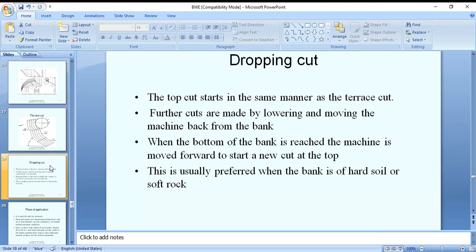Drop cut. The top cut starts in the same manner as the terrace cut. Further cuts are made by lowering the boom and moving the machine back. So this is a dropping system. When the bottom bank is reached, the machine is moved forward to start a new cut at the top. This is usually preferred when the bank is hard or soft soil. So you can go either with the terrace cut or the drop cut. These are the two methodologies applied with the bucket wheel excavator.